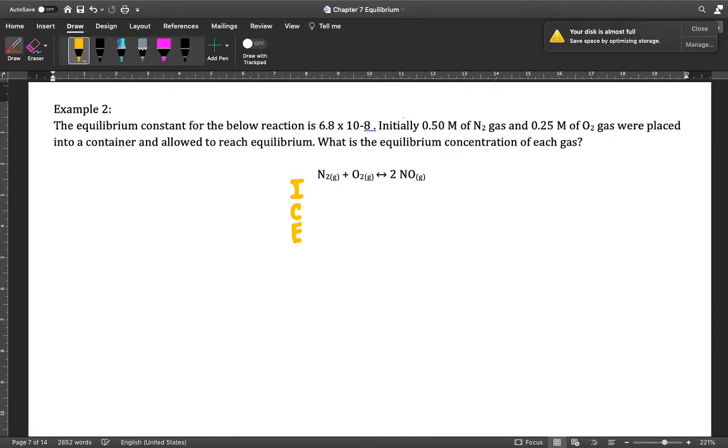To start off with, I'm told that we have 0.50 moles per liter of N2. We have 0.25 moles per liter of O2, and we have 0 NO.